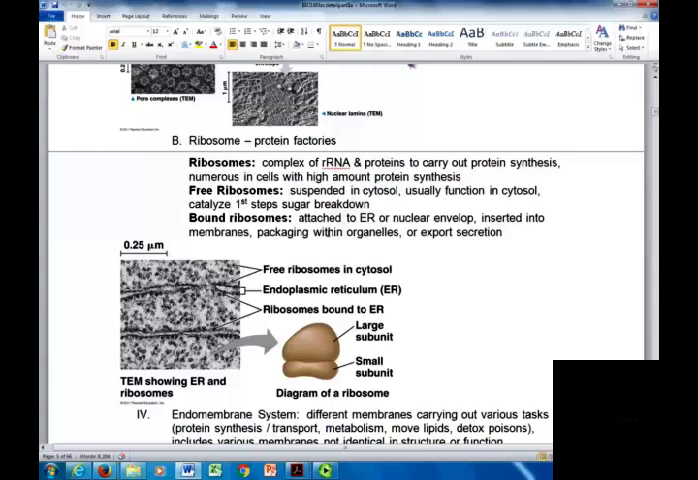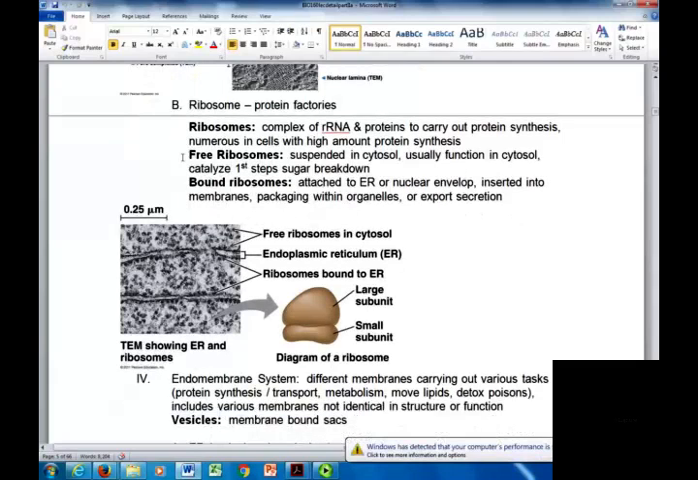So the ribosomes are your protein factories. They're a complex of ribosomal RNA and protein, so they're actually made partially of RNA, and we call it rRNA, or ribosomal RNA, because it's in a ribosome. Their job is to carry out protein synthesis, so they're going to be more abundant in cells that do a high amount of protein synthesis.